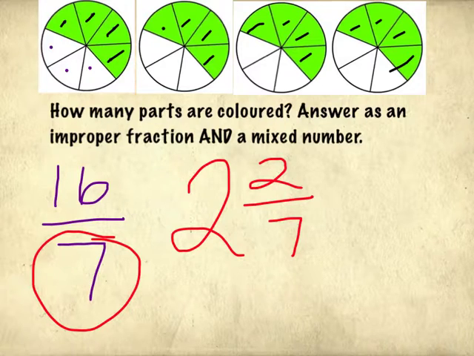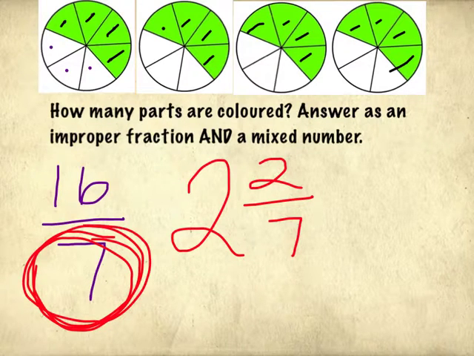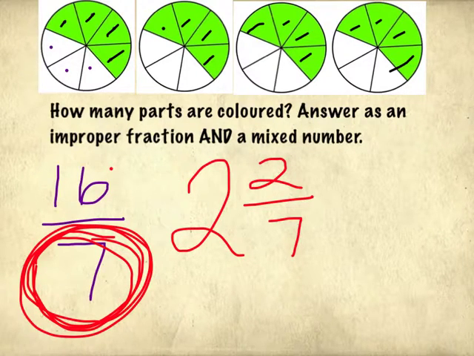And if you're not sure about that, you can always go through and draw in the number. But basically all I did is I said, how many times will I be able to color in 7 pieces if I've got 16 of them? I'll be able to do it twice. Okay?